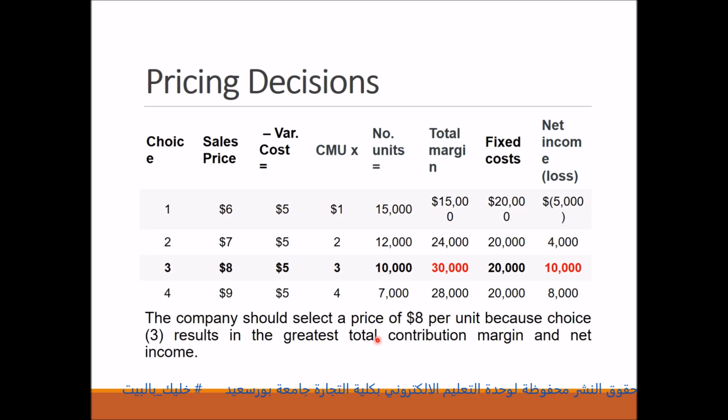So the company should select the price of $8 per unit because this price generates the greatest total contribution margin and net income. So the highest price is not the best option. We need to consider the demand level under each price. We need to choose the combination of selling price and sales volume that generates the highest contribution margin and net income. And this is true for the third option when the selling price is $8 per unit.